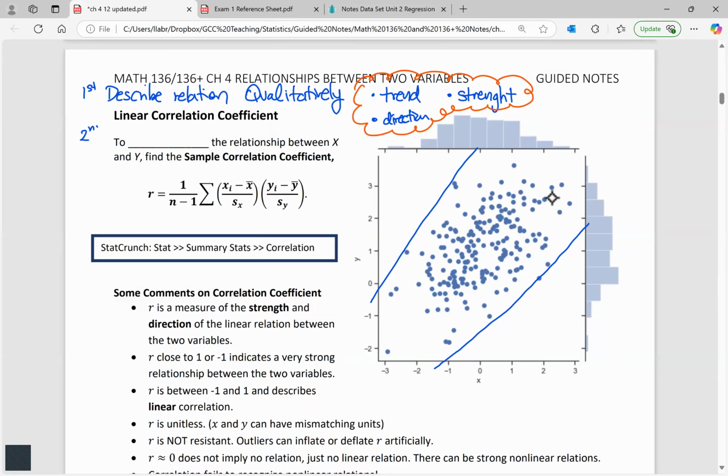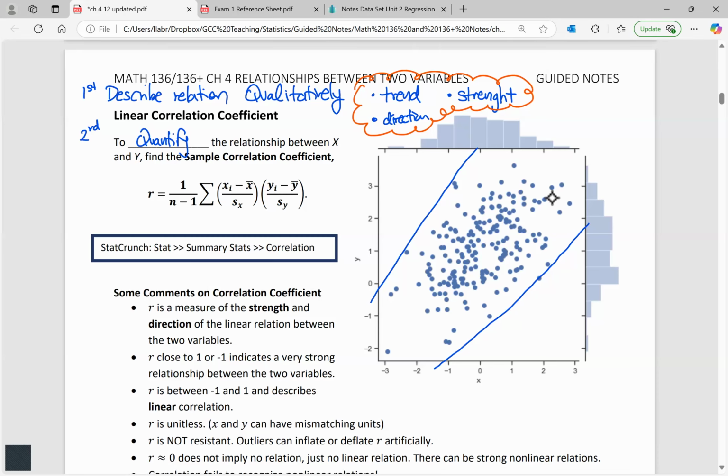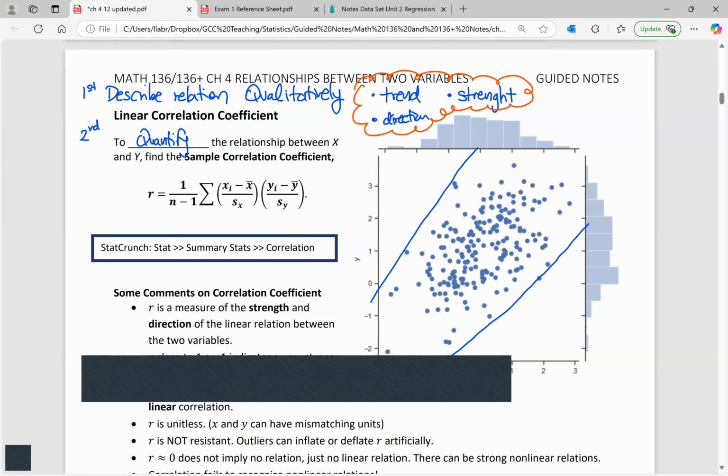So the next thing that you're going to do once you believe that there's a linear relationship between the data is quantify this relationship between the x and the y variable, whatever they may be, by finding the correlation coefficient. The correlation coefficient is actually called the sample correlation coefficient because it is the value that's computed from the sample. The reason for that is that we're basically taking the sample mean and the standard deviation for the x variable and the y variable.